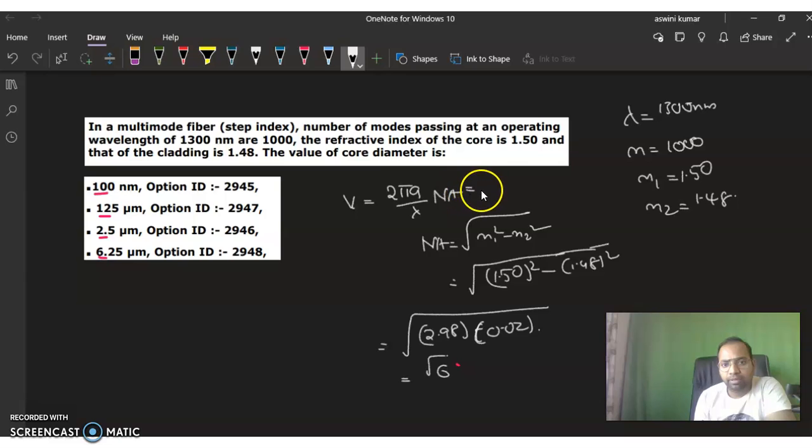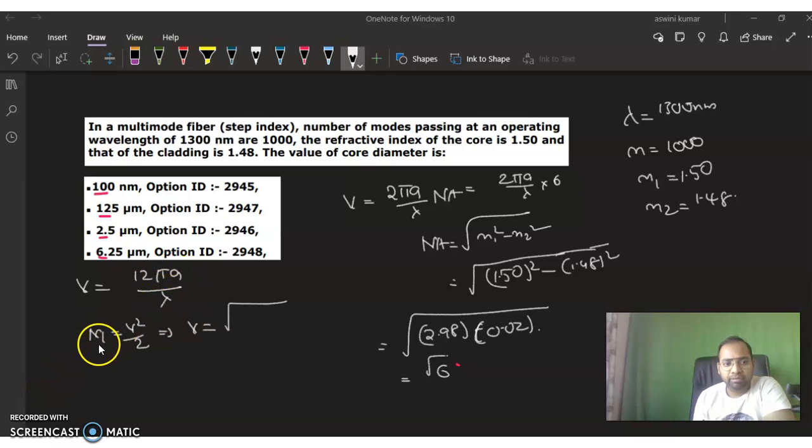So now I can take here 2 pi a divided by lambda into root 6. So then we can take V is equal to 2 root 6 pi a divided by lambda, right? And now the number of modes formula is M is equal to V square by 2. So from this one, V is equal to root of 2 into M. M is given as 1000. So V is equal to root of 2000.